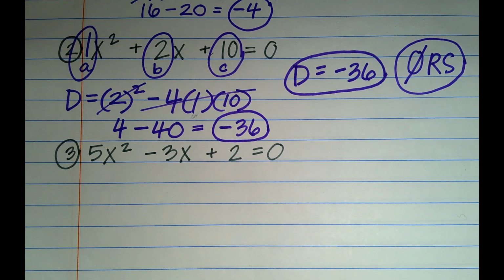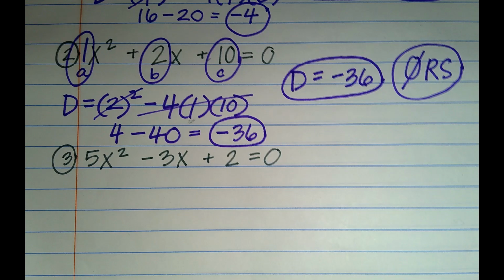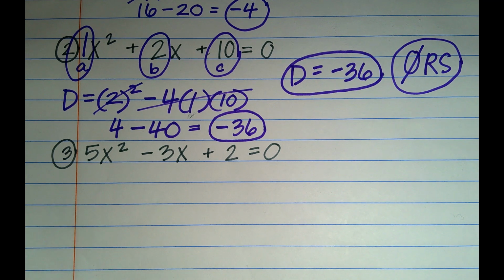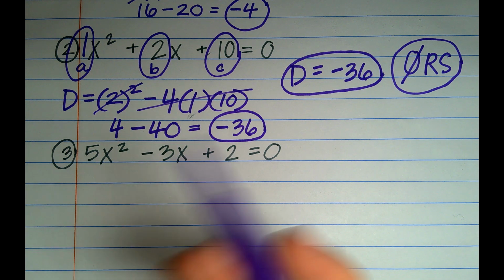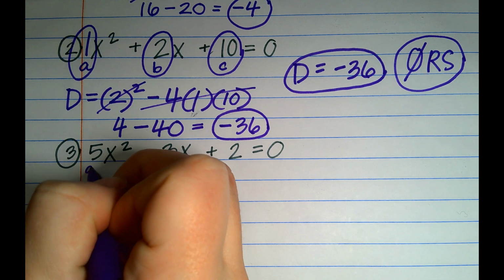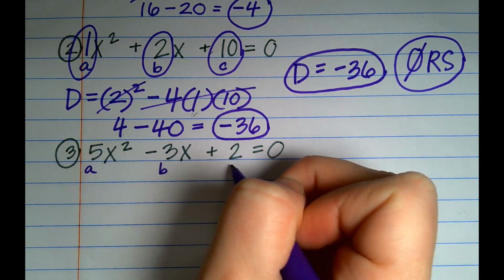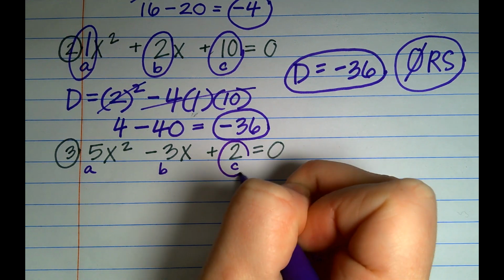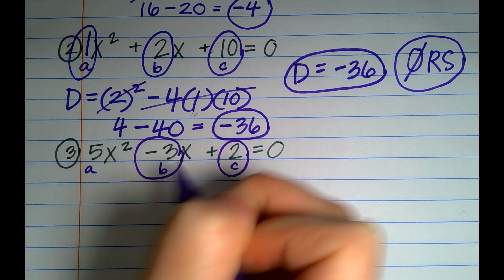Now let's look at our last problem, number 3. Now I have 5x squared minus 3x plus 2 equals 0. What are my A, B, and C? 5, -3. Good. 5, -3, and 2. I'll just circle those.